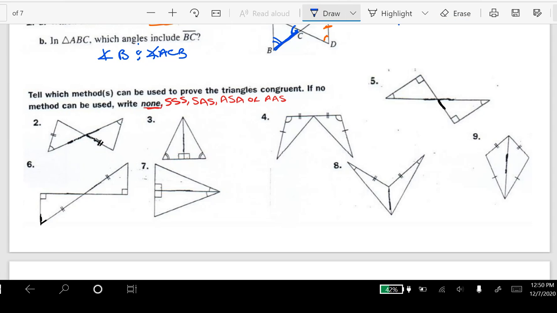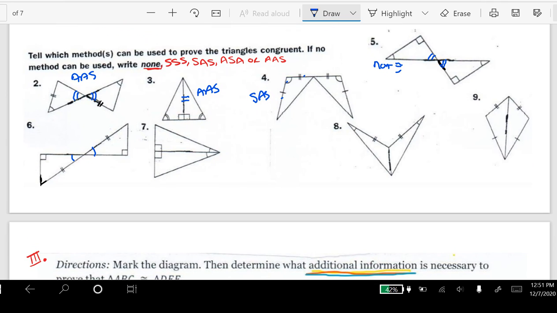For number 2, we're going to have angle, angle, side, because we have an extra angle here. For number 3, we're going to have angle, angle, side again, because we have the reflexive shared side. For number 4, we're going to have SAS, side, angle, side. For number 5, this one's going to be not congruent. We will get a third angle here, but again, three angles is not a congruency method. AAA is a no. For number 6, we will get an extra angle with the verticals, and therefore that'll be enough to give us angle, angle, side.